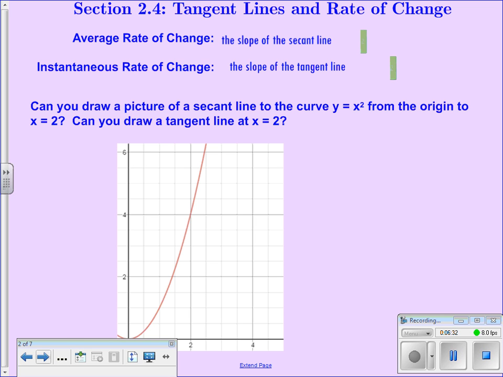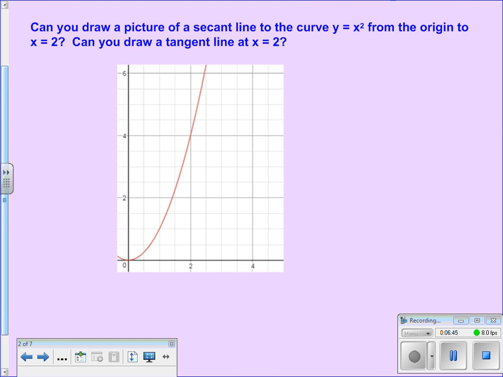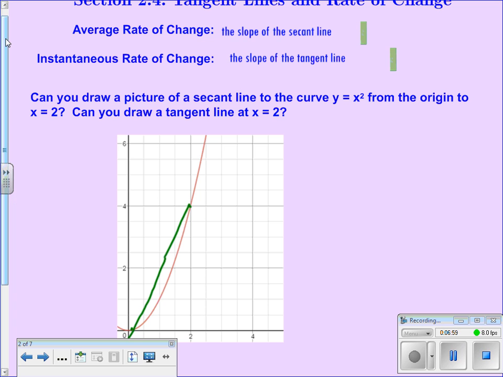Okay. So, for example, can you draw a picture of a secant line of the curve y equals x squared from the origin to x equals 2? Let's slide this up. So I'm going to go from here to x equals 2. That's that point there. I'm going to, boom. That's the secant line. The secant line connects 2 points. And the secant line continues on out.